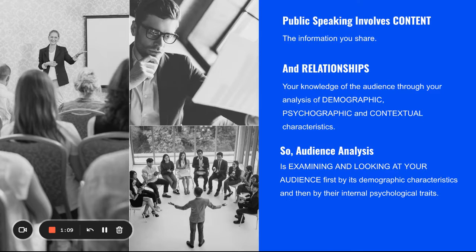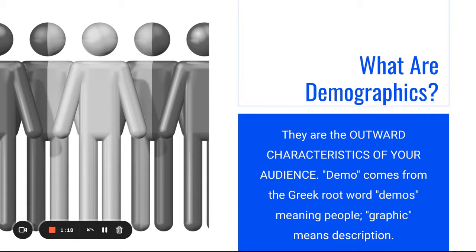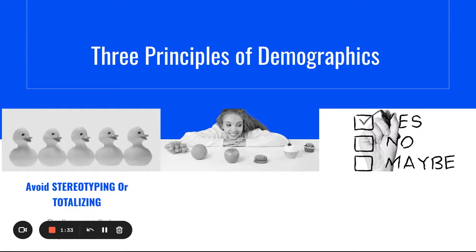So, audience analysis is examining and looking at your audience first by its demographic characteristics and then by their internal psychological traits. So, let's talk about demographics. I think most of us have an idea of what demographics are. They're the outward characteristics of your audience. Demo comes from the Greek root word demos, meaning people. Graphic means description. So, three principles of demographics to consider.